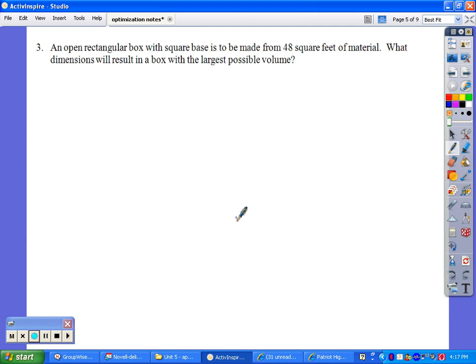Okay. So this example 3 is very similar to the second example that we did. So if you want to pause it and try it yourself and then check your answer, you can. But we have an open rectangular box and it has a square base. So we have a square base and it's an open rectangular box, so there's no, sorry, I cannot draw, but there's no top. So this part is open. Okay. And again, it's going to be made with 48 square feet of material.